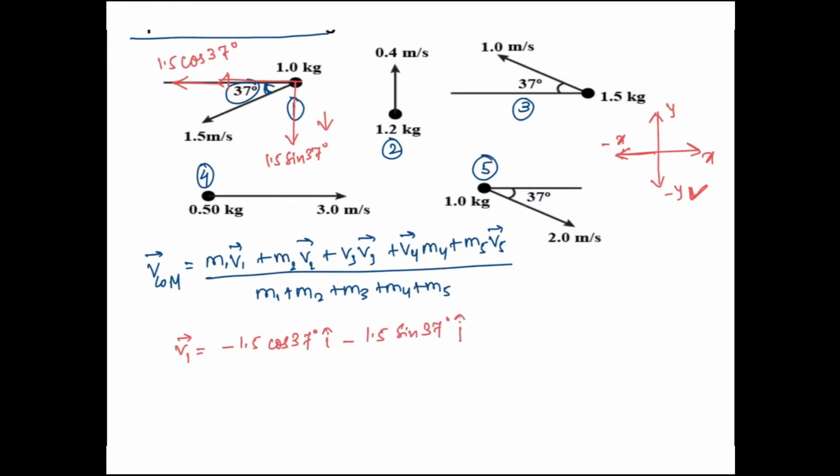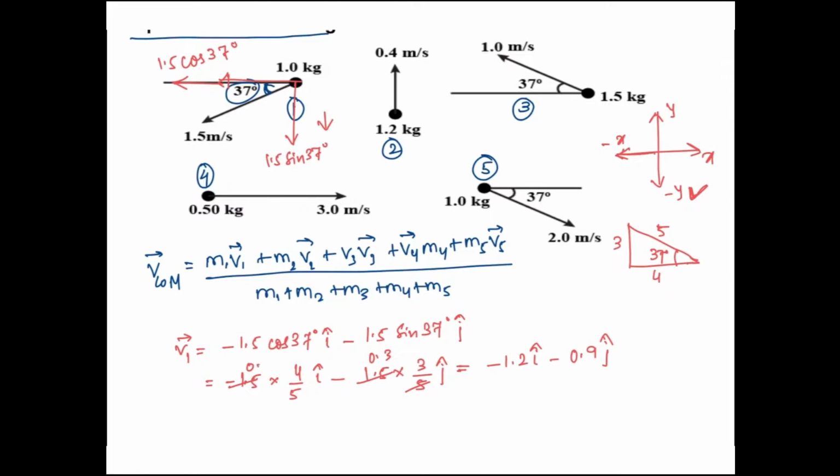Now what is the value of sine 37 and cos 37? We know the triangle here. If this is 37 degrees, this will be 3, this will be 4 and this will be 5. So from here we can say the value of cos 37 is 4 by 5 and the value of sine 37 is 3 by 5. So we can write it as minus 1.2 i cap and minus 0.9 j cap, because 1.5 times 0.8 gives 1.2 and 1.5 times 0.6 gives 0.9.